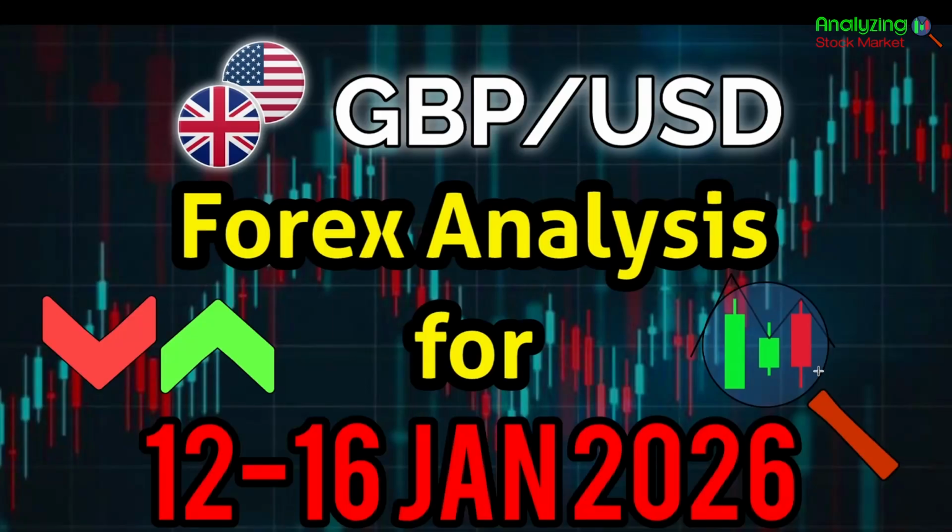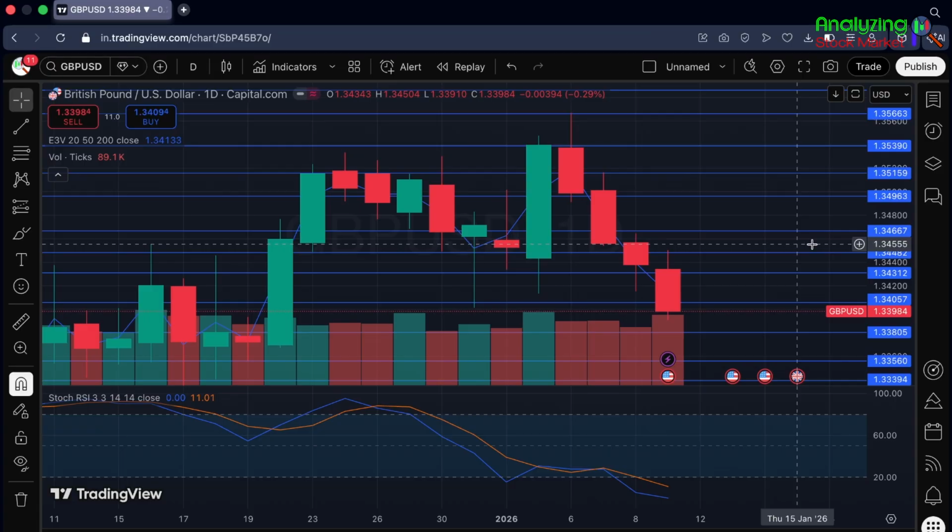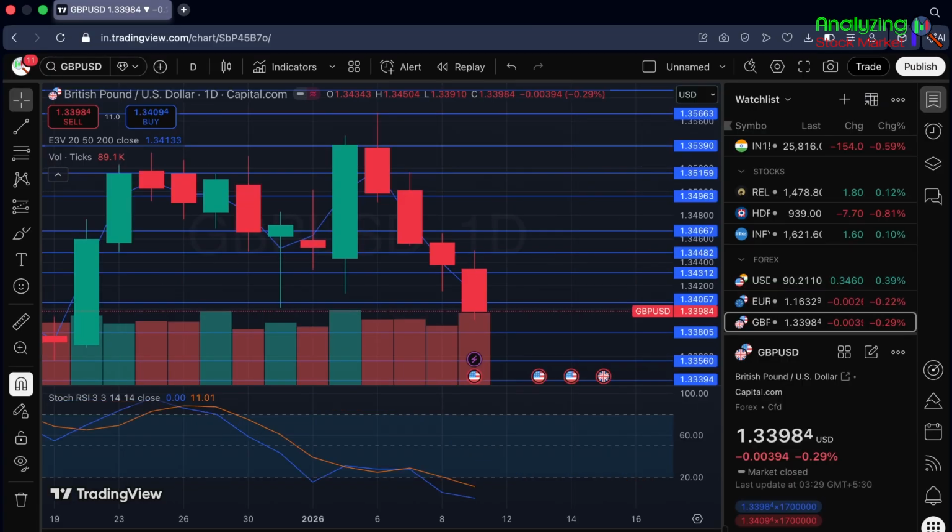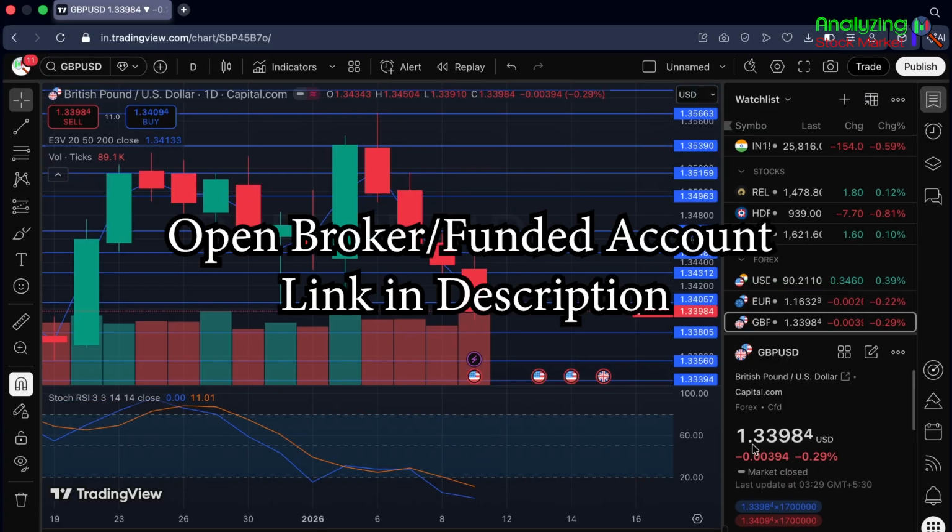So today we'll be talking about the GBP USD pair and we'll do the Forex analysis for 12th to 16th January 2026. So let's go straight to our chart. First, let's see what happened in GBP USD on Friday. As you can see, a 0.29% negative move, 1.33984 was the closing on Friday.